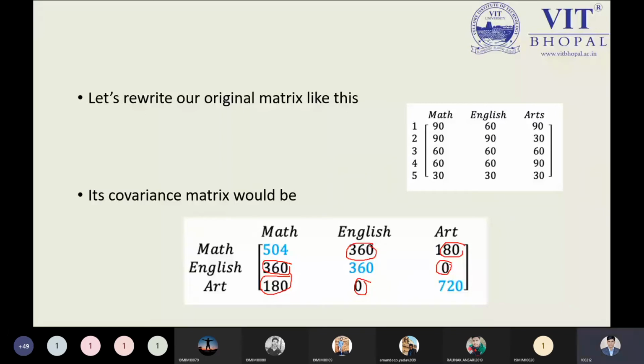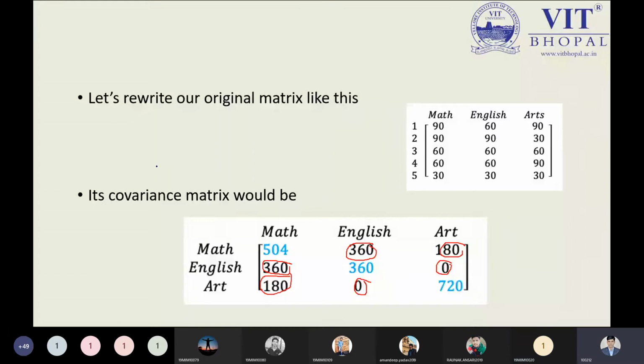Yes, can anyone tell me anything? If you want to, please speak. Sir, here we're taking A and A dash, and we are multiplying A and A dash, then we'll get this matrix.